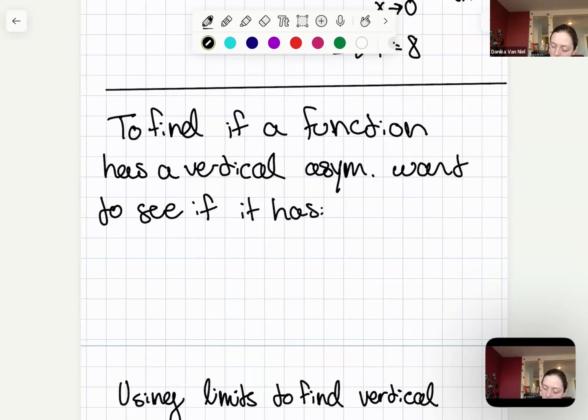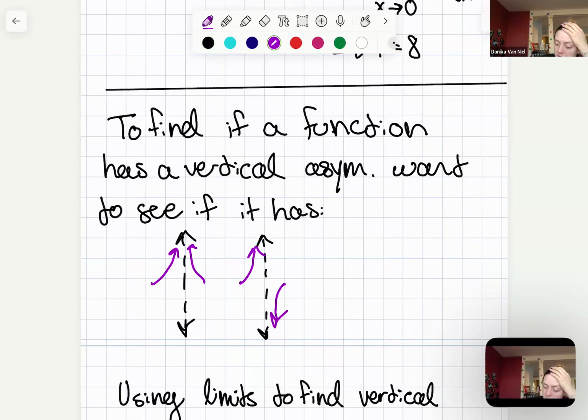There's a couple of drawings. It could be that your function, as it's reaching the vertical asymptote on both sides, shoots up to positive infinity. It could be that on one side it shoots up to positive infinity, on the other side it shoots down to negative infinity. Or both go down to negative infinity, or the first side goes down and then the second side goes up.